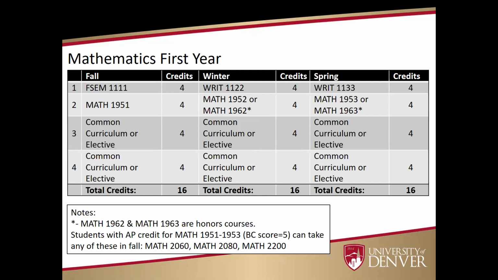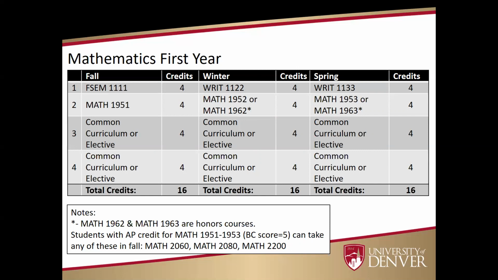Many of you will come in with AP or IB credits. For students with an AP credit for Math 1951 to 1953, a BC score of 5 will take care of all of these courses, and you would start in the 2000 sequence, because your AP credit will come in as credit, and you will see this on your degree audit, what courses are coming in as.